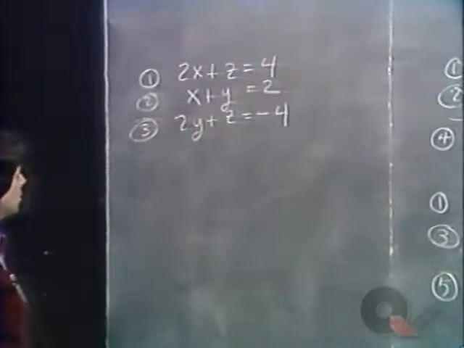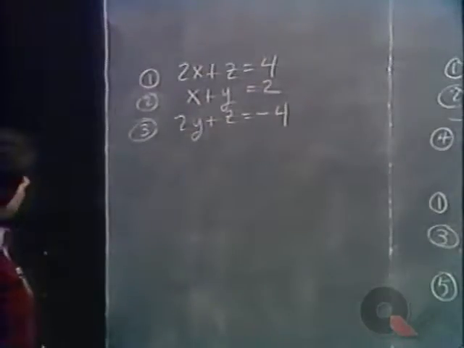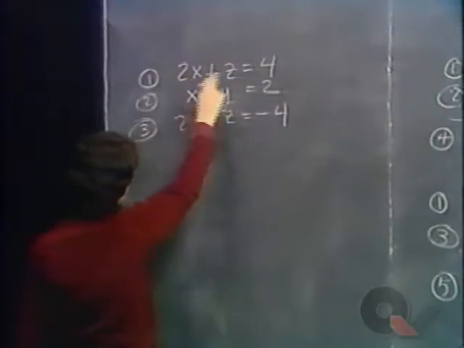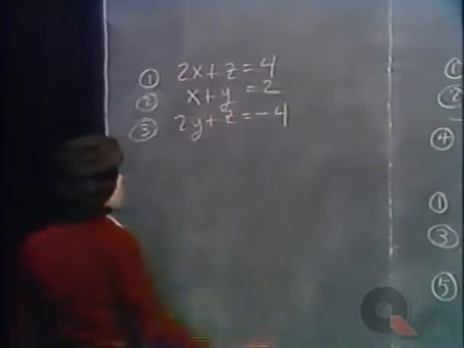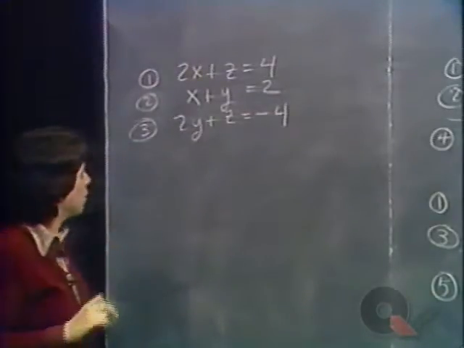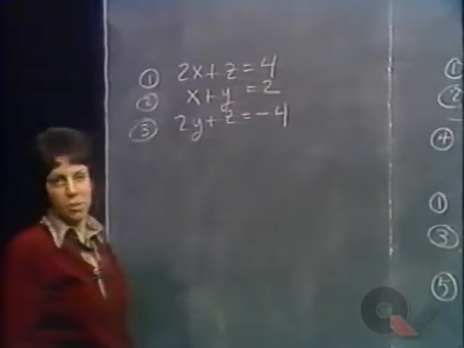Okay, solve the system. First thing to notice is that we have only 2 variables in the first equation, 2 in the second, and 2 in the third. This problem actually should be easier to solve than the one that we just did, but because of the way it's written, some people find it more difficult.